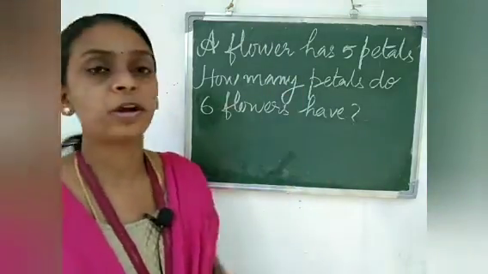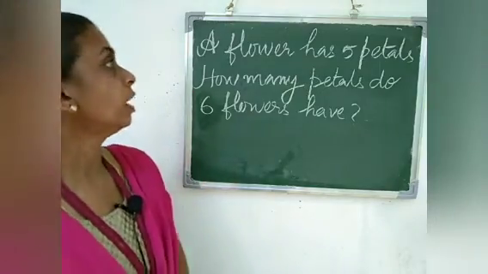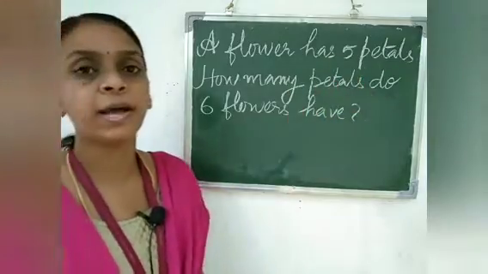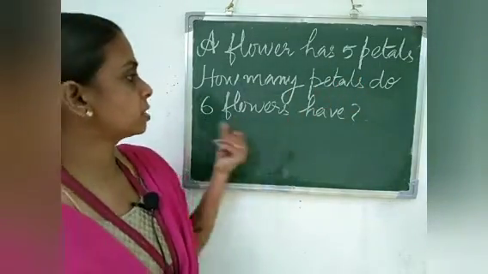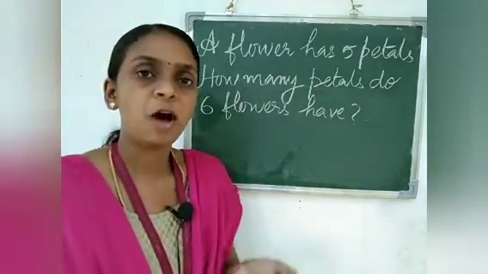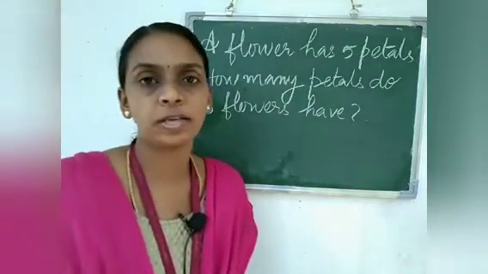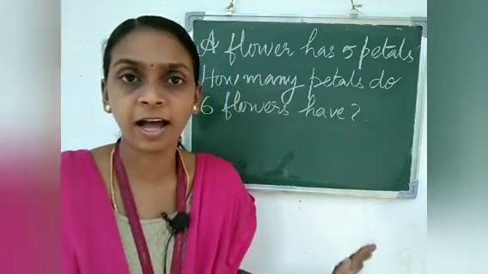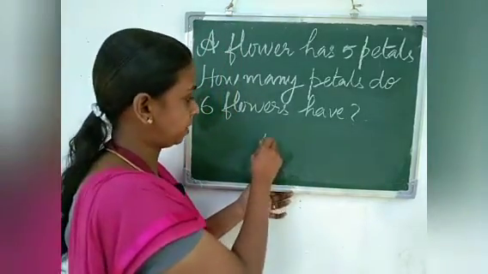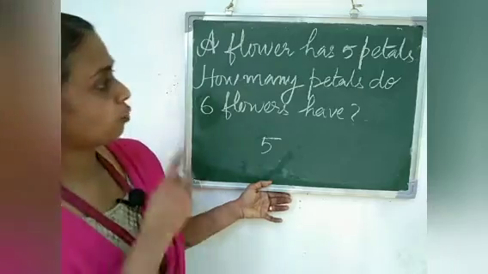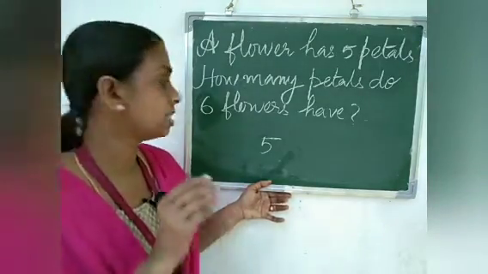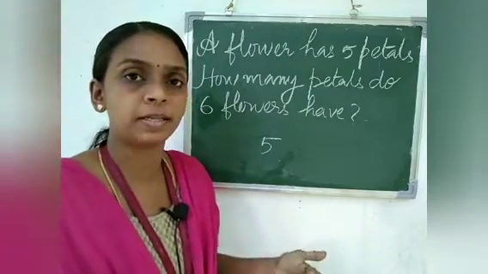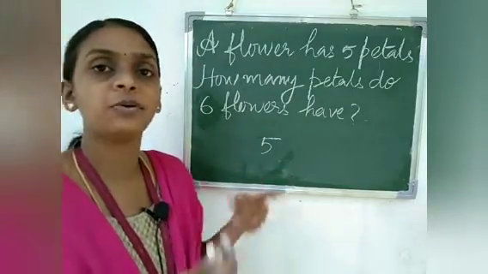So there is one word problem I have written on the board. A flower has 5 petals. How many petals do 6 flowers have? A flower has how many petals? 5 petals. Then we have to find how many petals 6 flowers have. So 6 flowers have how many petals, that we have to calculate.